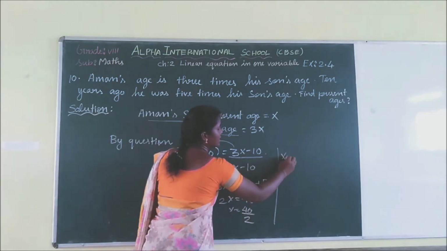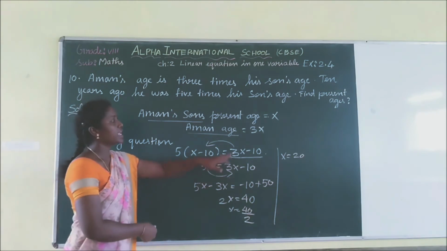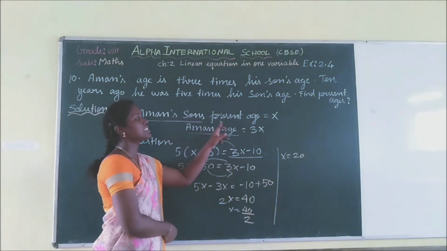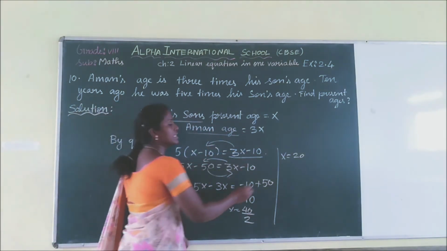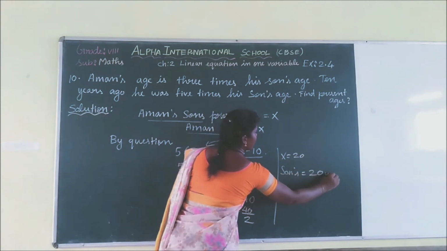the value of x is equal to 20. 40 by 2 is 20. What is x? Actually x is Ahmed's son's present age. So his son's present age is 20 years.